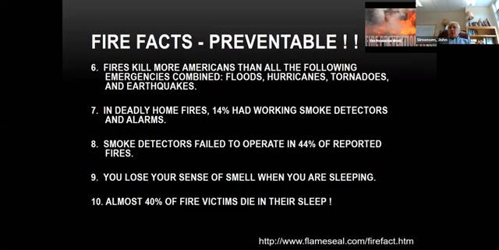In deadly home fires, only 14% had working smoke detectors and alarms. Smoke detectors fail to operate in 44% of reported fires. I didn't know this: you lose your sense of smell when you're sleeping, and almost 40% of fire victims die in their sleep.